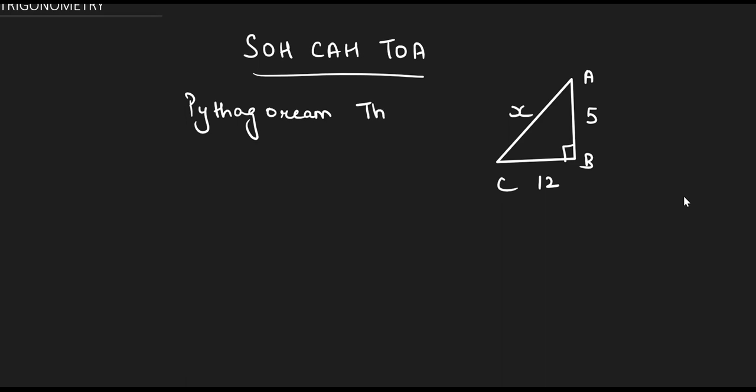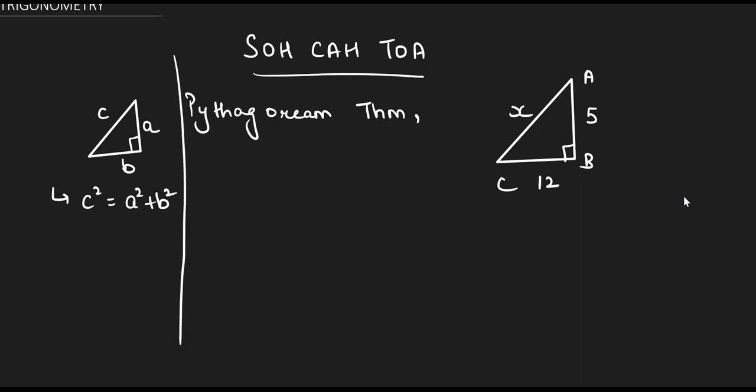This theorem works out wonders for us in trigonometry. Now what does this theorem say? Suppose this is a right angle triangle, C, A and B. This will always have a relation that C square equals the sum of squares of the other two sides. So in this given triangle, the hypotenuse square will be equal to the sum of squares of the other two sides.